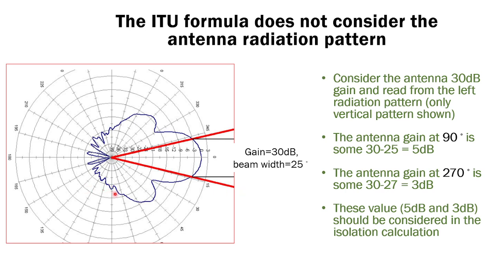So here, the gain is still 30 minus 25 equals 5 dB. Similarly, for the angle at 270 degrees, the gain drops around 27 dB. So the antenna still has 3 dB gain toward the antenna on top of it. So this 5 dB and 3 dB should be considered in the isolation calculation.